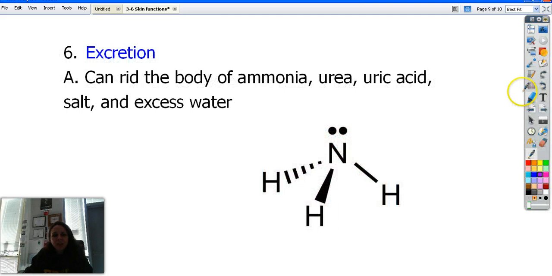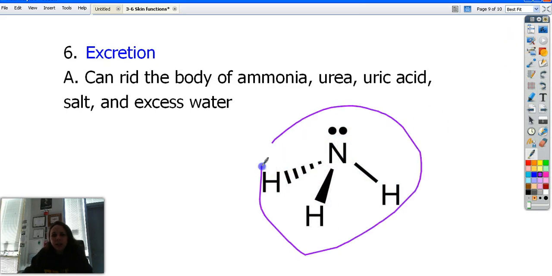Okay, then we've got number 6, excretion. Normally our kidneys take our blood and filter out all the bad stuff, like this guy. That's ammonia. But every once in a while our skin can do the same thing. So ammonia, urea, which normally comes out in pee, uric acid, salt, and excess water can also come out through your skin as well. So your kidneys are the main excretory organ, but your skin can also be considered excretory.